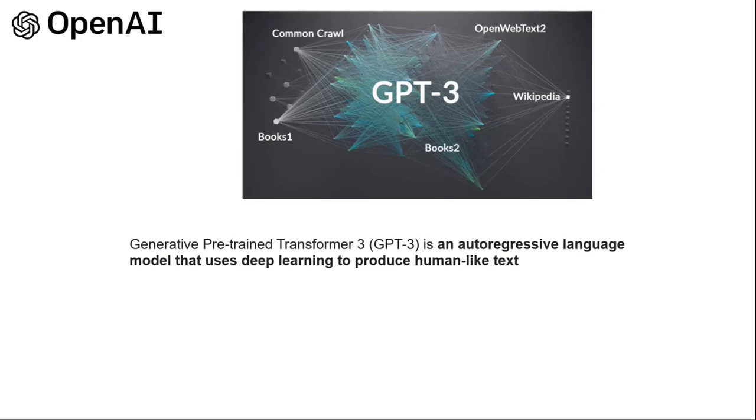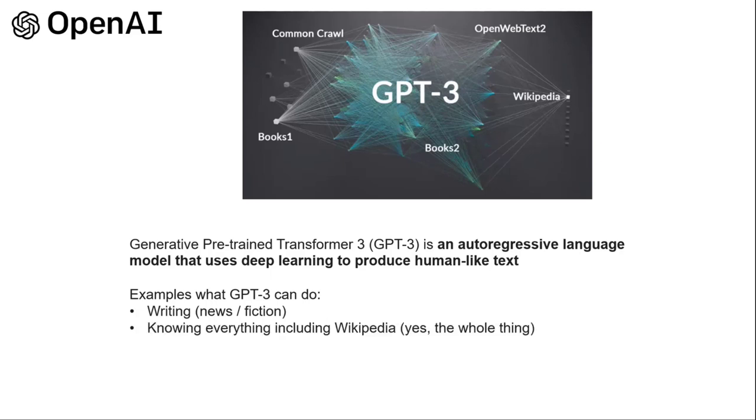And what is GPT-3? It's short for Generative Pre-trained Transformer 3. It's an auto-regressive language model that uses deep learning. I have no idea what all of this means. I have no idea about AI, but it's so easy to use. We're going to look into that right now, because it produces human-like text. What can you do with it? Some examples: of course, this can do writing, and probably some of the news you are reading is already written by AI, probably by GPT-3, and it can do excellent fiction writing and is really creative.